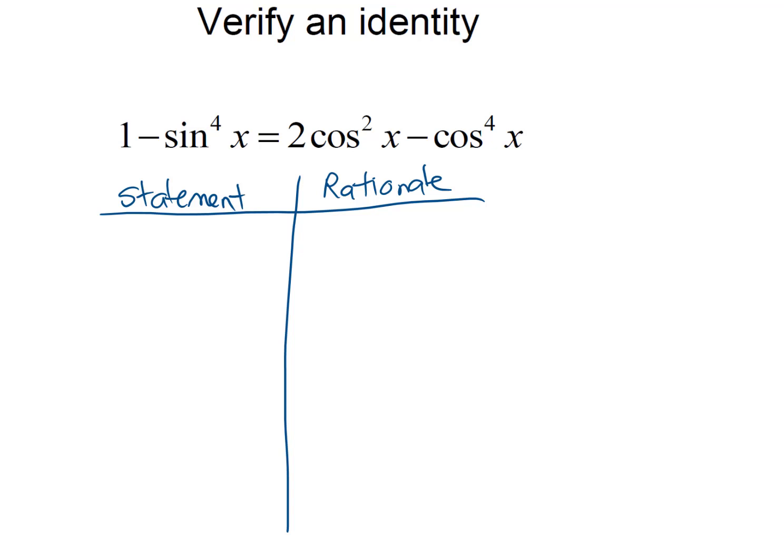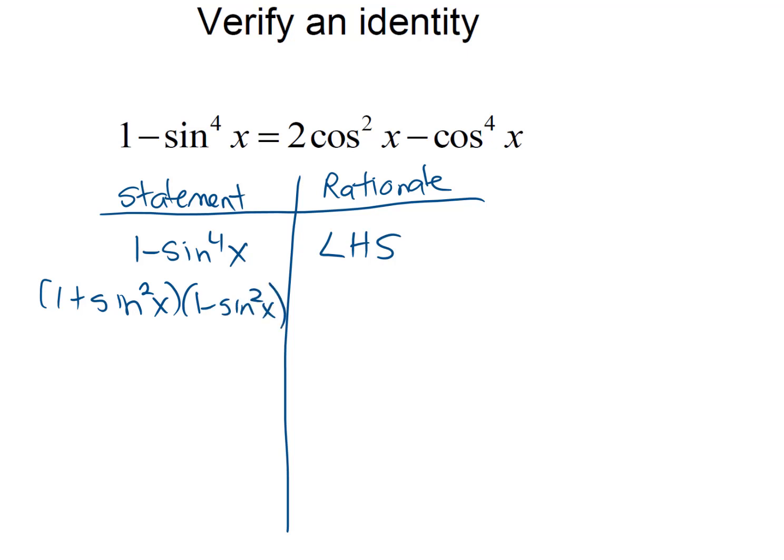So I'm going to start with the left-hand side, which is 1 minus sine to the 4th x, and I'm just going to write LHS, meaning I picked the left-hand side. Now looking at that left-hand side, I can see it's the difference of squares, so I'm going to factor it. That's going to be 1 plus sine squared x and 1 minus sine squared x, and that's by factoring. You can just write factoring, or you could write factoring difference of squares if you wanted to.